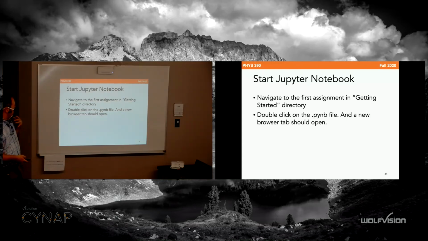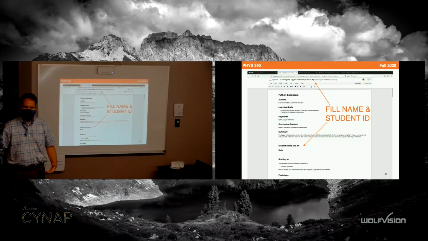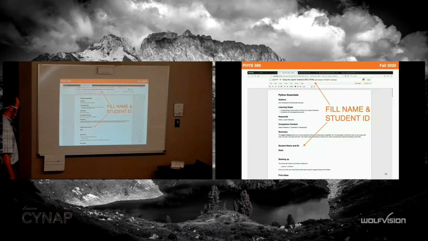So you start a new Jupyter Notebook, you navigate to the Getting Started directory, you double-click on the .ipynb file, and a new browser tab should open, and this is what you should see. Sorry for the long run to here's where the meat of the project is.